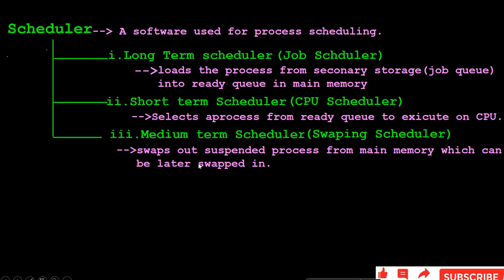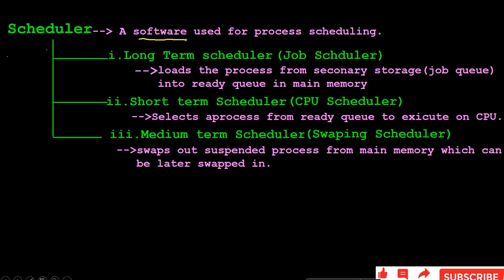So coming to schedulers, the definition of scheduler is it is a software. It is an operating system software. It is used for process scheduling. Why? Because in our computer systems we will have only one processor and there will be many processes which need to be executed. For that purpose, to select which process to execute next, we will use schedulers. So there will be three types of schedulers: long-term scheduler, short-term scheduler, and medium-term scheduler.